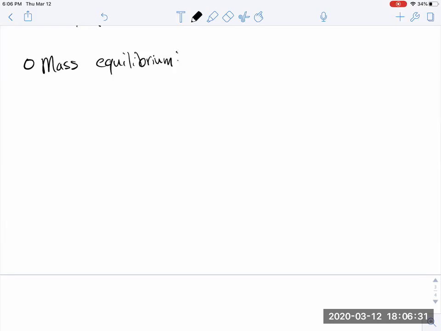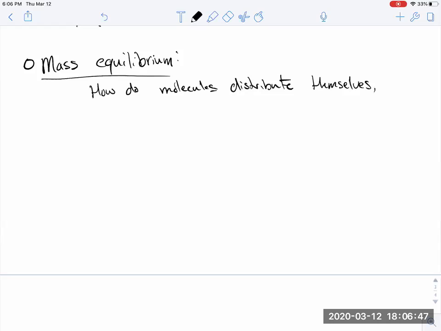which is concerned with the question, how do molecules distribute themselves in space or in solutions or between different phases or even compositions or compounds.